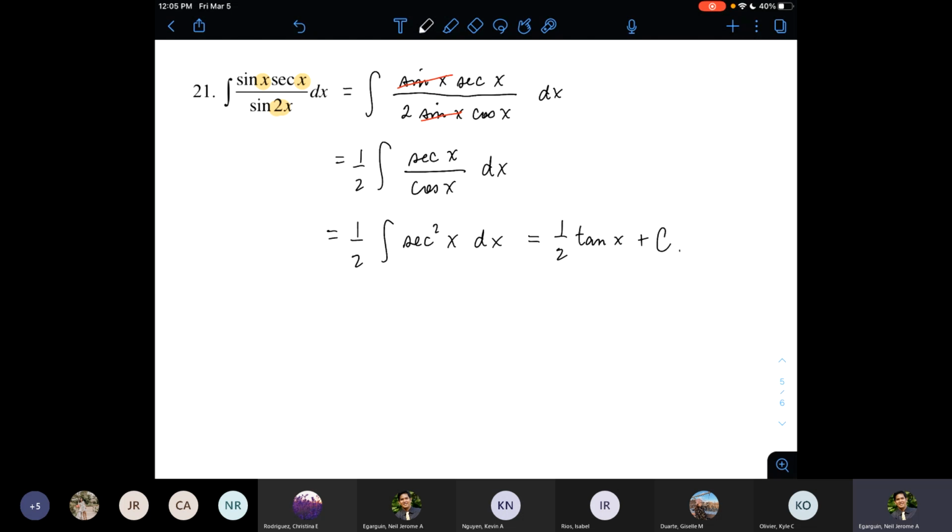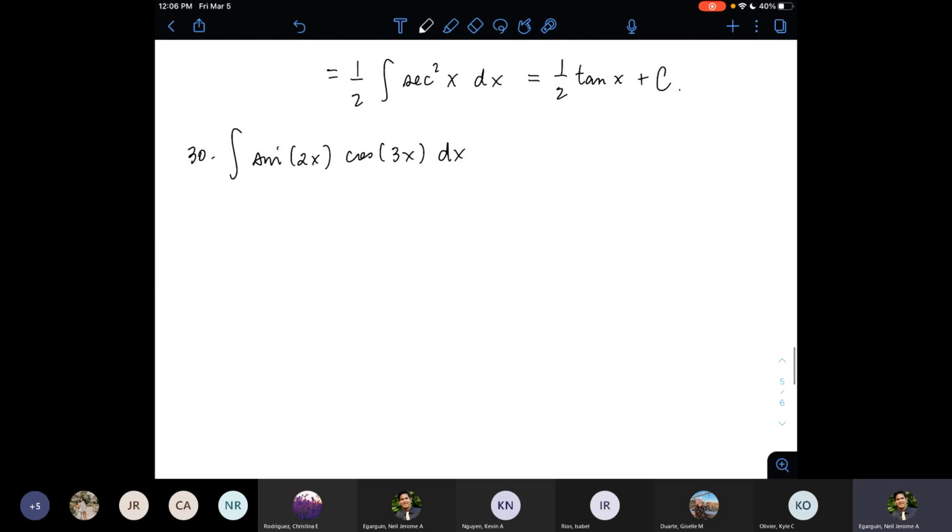Let me try another one. Let's try problem 30. For problem 30, we have sine of 2x times cosine of 3x dx. This is a bit tricky because I cannot write them in terms of sine 2x alone. So I guess my only recourse here is to write them basically in terms of the argument x alone.